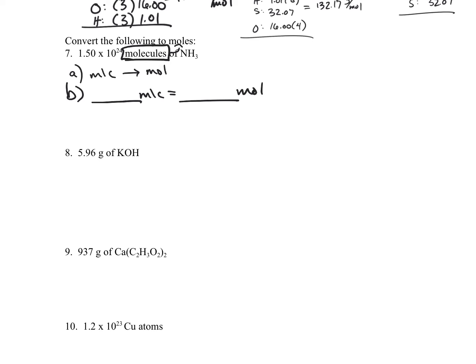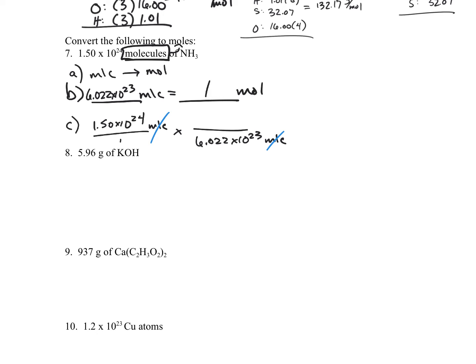This uses Avogadro's number. So if you have a single mole, that means that you're going to have that huge number of molecules. All right, so that's 6.022 times 10 to the 23rd molecules are equal to 1 mole. The third step is to set up the units, set up the multiplication so that the units cancel. So since we are converting 1.50 times 10 to the 24th molecules into moles, we need the abbreviation for molecules to be on the bottom so that this molecule will cancel out with that molecule.